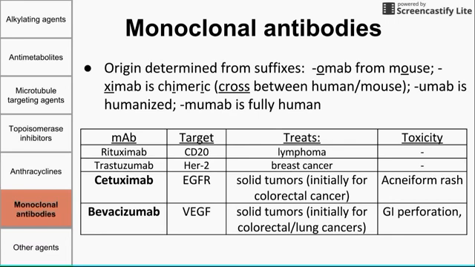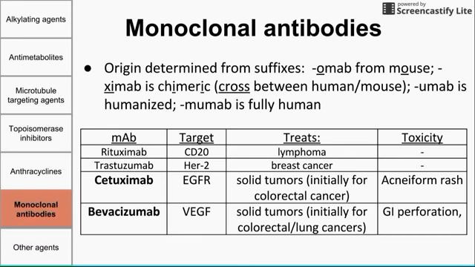Cetuximab targets the EGFR receptor, epidermal growth factor receptor. This is used to treat solid tumors, and it was initially developed to treat colorectal cancer. One of the side effects of cetuximab is that you get hypersensitivity in the form of an acneiform rash. So it looks like you have dots all over your skin. You get a rash if you use cetuximab.